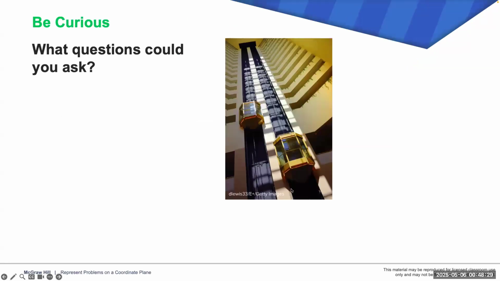What question could you ask? Well, maybe Emily's hiding in here trying to get away from the gray monster. Don't know. We'll see.